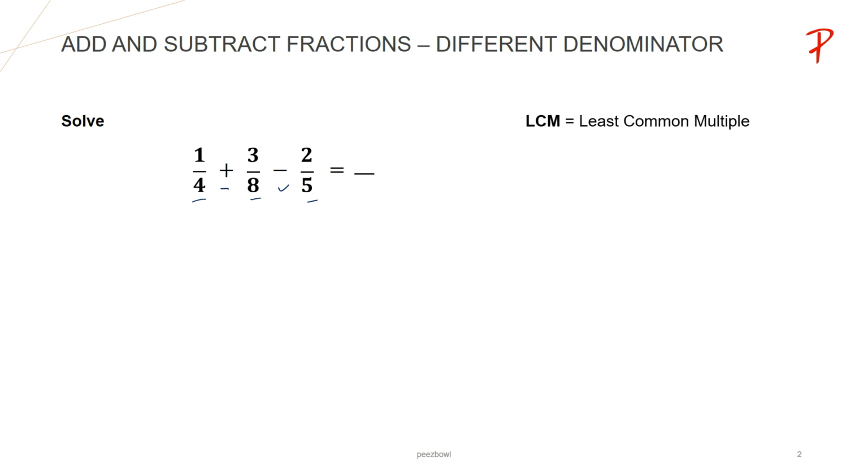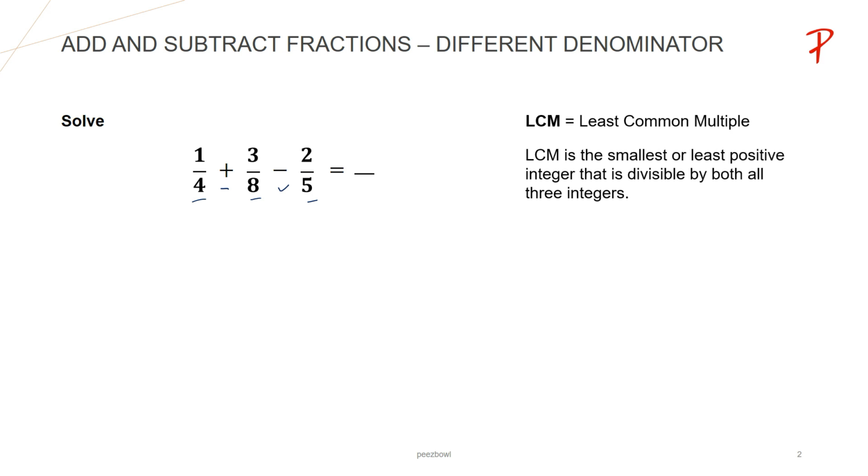LCM is least common multiple. So LCM is the smallest or least positive integer that is divisible by all three integers. In our case, we have three integers 4, 8 and 5. So let us find out LCM first. For integer 4, I will write multiples of 4. That is 4, 8, 12, 16, 20, 24, 28, 32, 36 and 40.